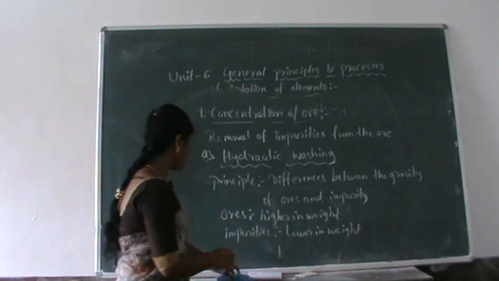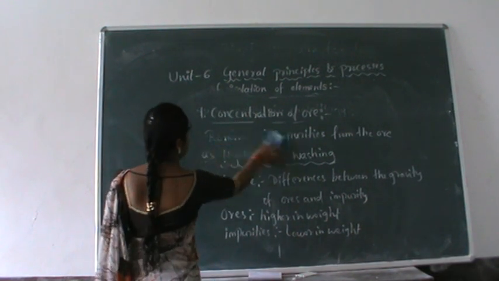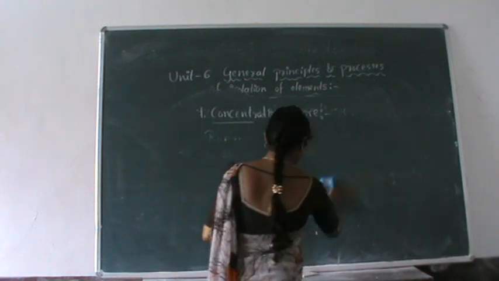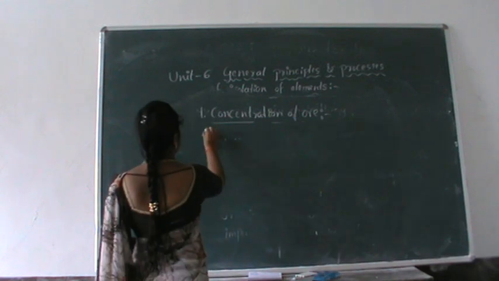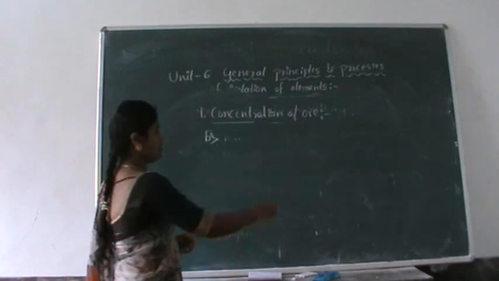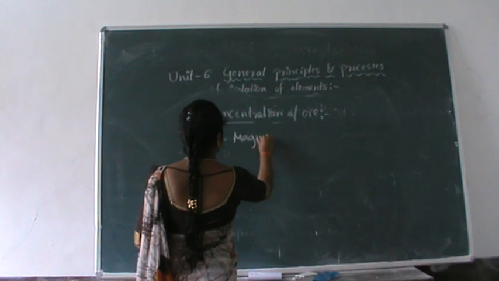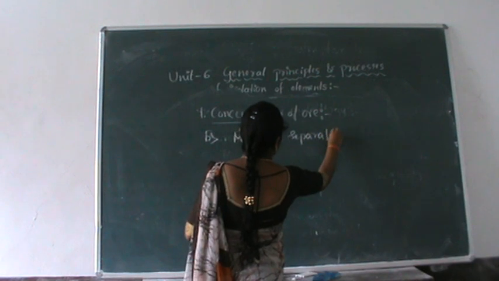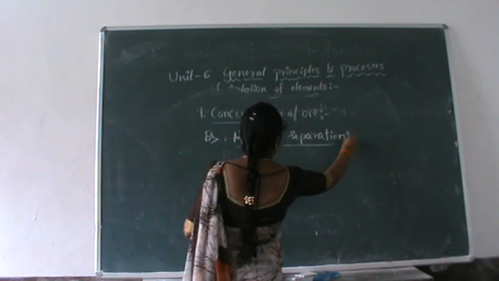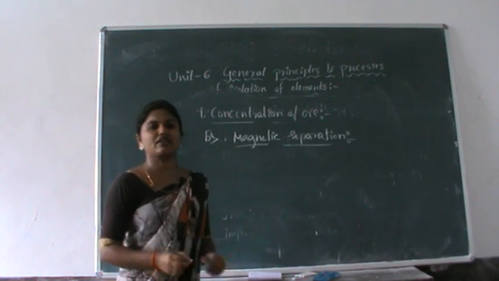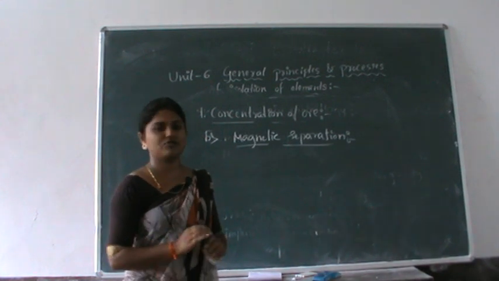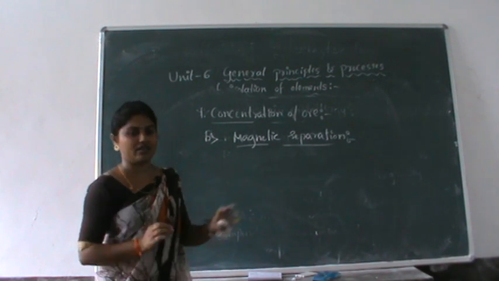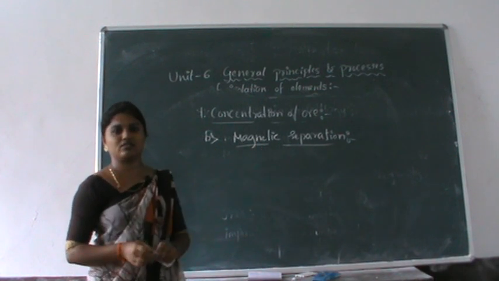Next one is magnetic separation. In the concentration of ore, the next method is magnetic separation. Here also, the name indicates magnetic. Magnetic means we are using magnets for the separation of ores and impurities. To separate ores and impurities we are using two magnets in this process.